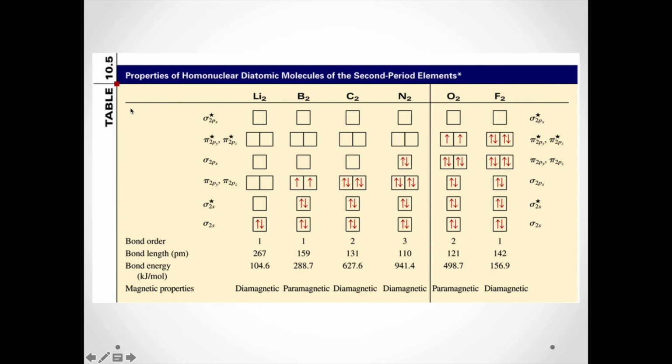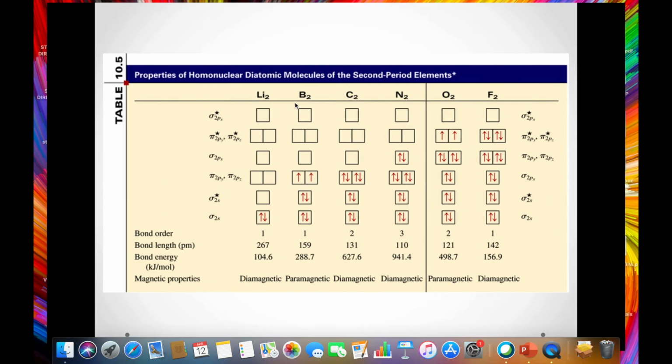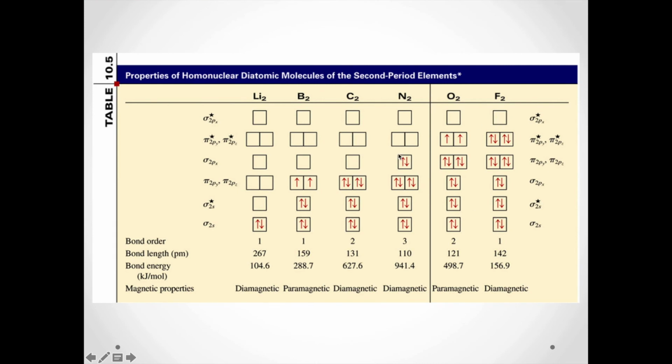So guys, this is the table for 10.5. This is similar to what we have discussed before. As you can see, Li2 is diamagnetic because we have paired electrons. And O2 is a paramagnetic molecule because we have 2 unpaired electrons here. This table you can read by yourself; it is just an example or summary.